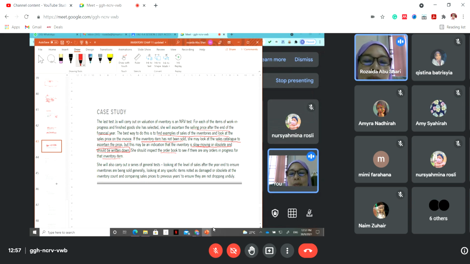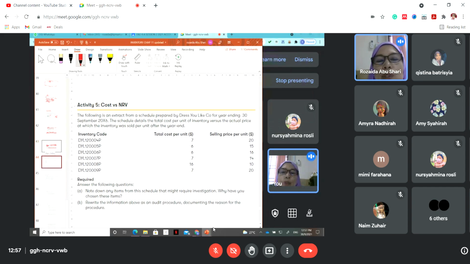She will also carry out a series of general tests by looking at the level of sales after year end to ensure inventories are being sold. Generally, look at the specific items noted as damaged or obsolete at the inventory count, and compare sales prices to previous years to ensure they are not dropping unduly. So do the substantive analytical procedures. That's what Joe Price do.